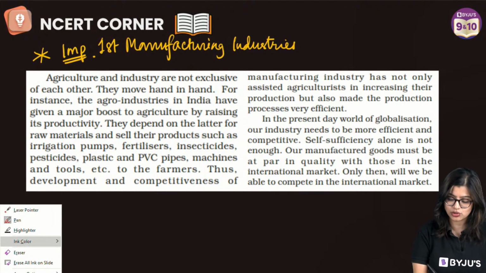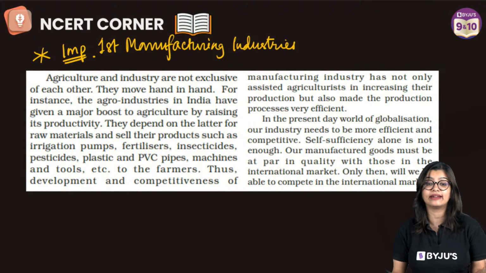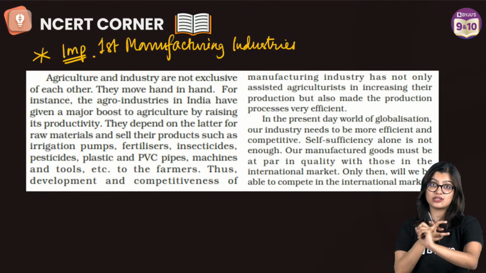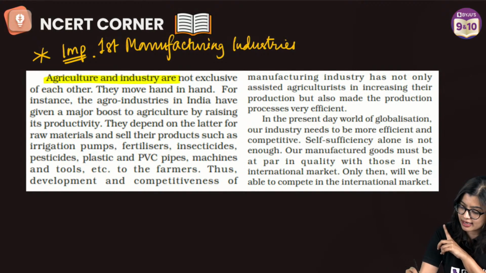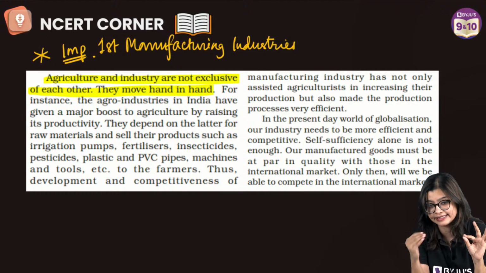They go hand in hand also. That is another question that will come. Agriculture and the industrial sector go hand in hand. Justify. So then again, the same question will come. So that is one more kind of question that comes, right? So this statement, agriculture and industry are not exclusive. They go hand in hand. This they can quote and give you in your exam.